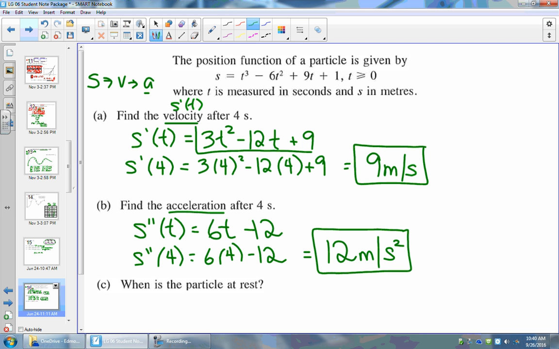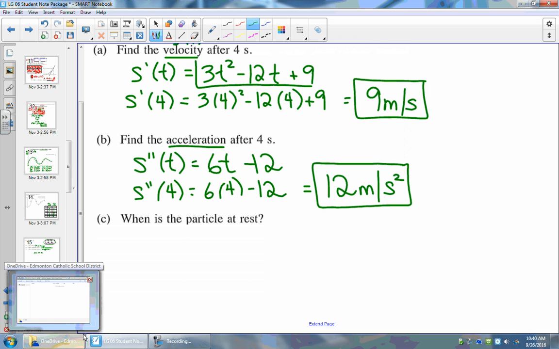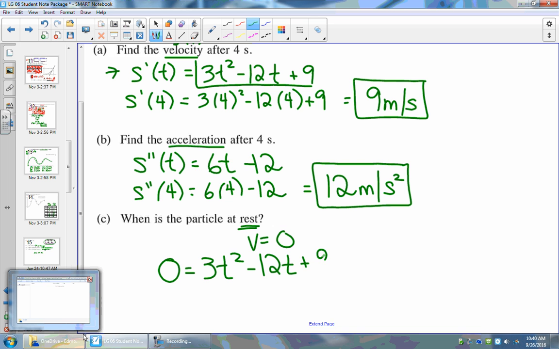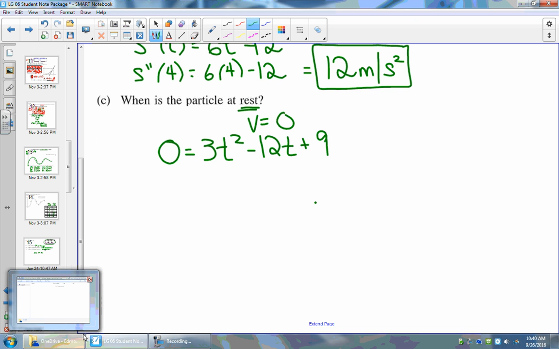Okay. All right. When is the particle at rest? So first you're going to need to think, okay, well, what does that mean specifically? What does that mean when it's at rest? Well, when it's at rest, we've basically got a velocity that must be equal to 0. Okay, so that's important. So remember, velocity was our first derivative. So when is that going to be equal to 0? Well, I've got 3t squared minus 12t plus 9. And we want to find out when. So obviously we're looking for our time here.